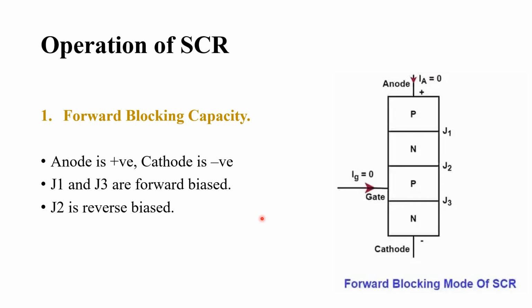So this one is quite simple. Our SCR is said to be in forward blocking mode when anode is connected to the positive terminal of the battery and cathode is connected to the negative terminal of the battery. At that time, junctions J1 and J3 are forward biased, and junction J2 is reverse biased.